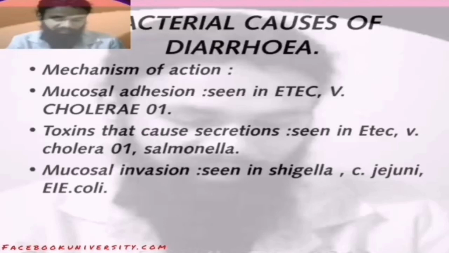Bacterial causes of diarrhea. Mechanism of action: mucosal adhesion is seen in ETEC and V. cholerae O1. Toxins that cause secretions are seen in ETEC, V. cholerae O1, and Salmonella. Mucosal invasion is seen in Shigella, Campylobacter jejuni, and E. coli.